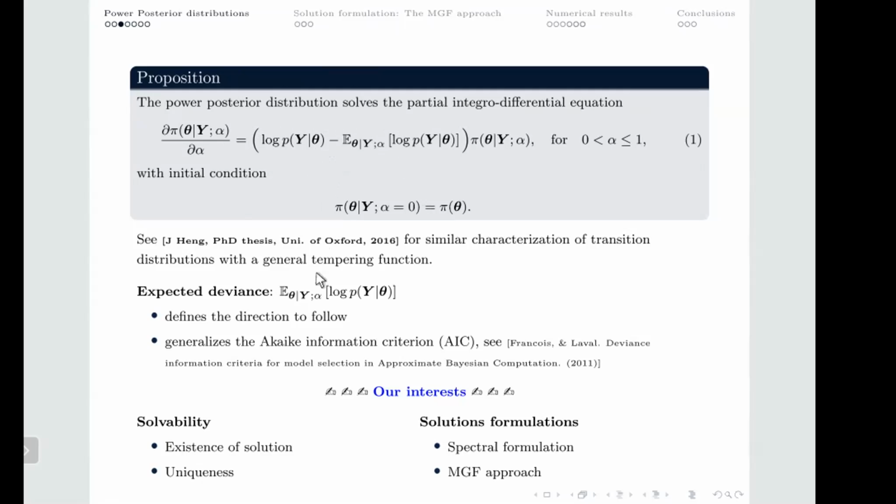The expected deviance is also well known in model selection, but our interest here is twofold. First of all, we are interested in solvability. By solvability, we mean: is it really meaningful to write equation 1? Do we have a solution of equation 1? And if we have a solution, how can we write it out? In the solution formulation, we have two approaches. We have the spectral formulation, but also a formulation based on the moment generating function. In this talk, we will mainly focus on the moment generating approach.